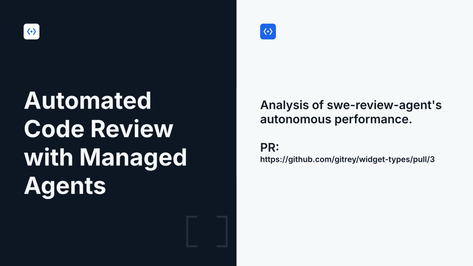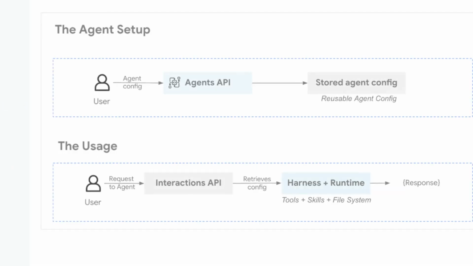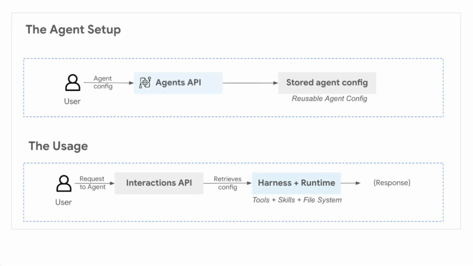Welcome to this video on automated code review using managed agents. We'll analyze the autonomous performance of an SWE review agent as it processes a pull request, ensuring code quality and repository health. The system architecture relies on two key interfaces: the Agents API for configuration and environment management, and the Interactions API, which serves as the data plane for runtime communication with your agent.